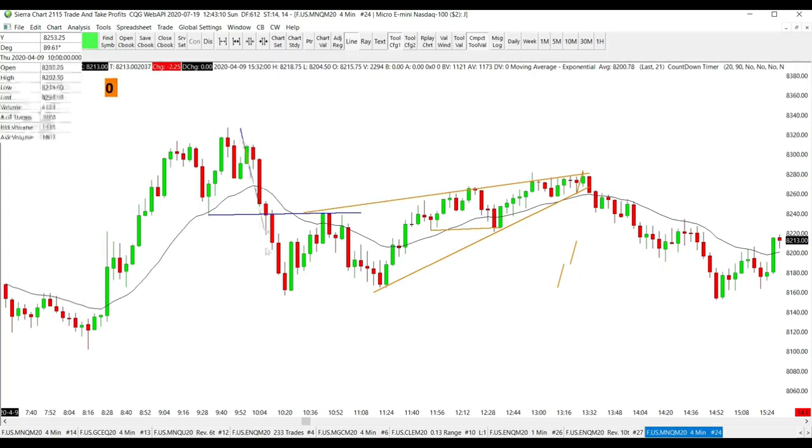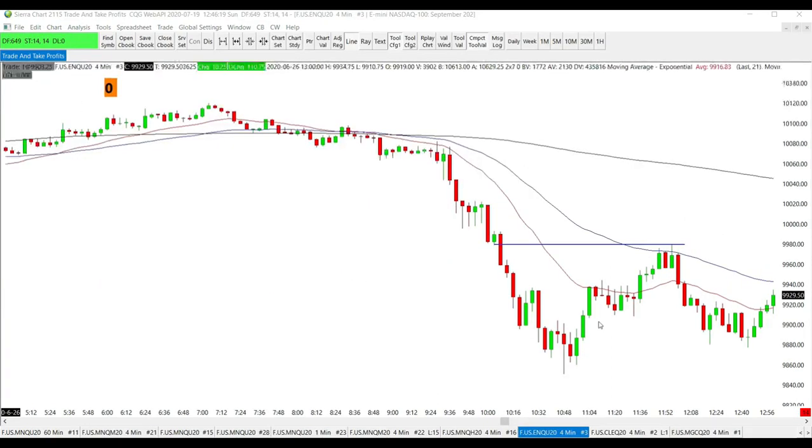So we have a nice little impulse right here, pulls back to that nice swing low right here, gave us a nice 1, 2, 3. You want to enter as soon as it goes below this pivot or this swing low right here, and you want to put your stop loss above this high right here.